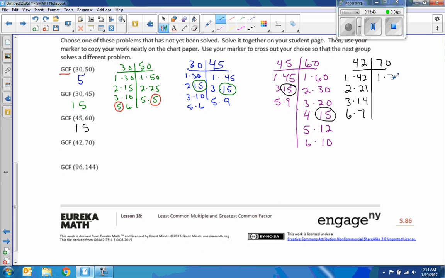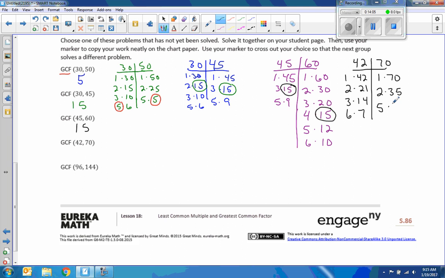70 is 1 times 70. It's even, ends in 0, so it's divisible by 2. 35. 3 will not go into 7 plus 0, so 3 will not go into 70. 4 will go into 7 once, remainder 3. 4 will not go into 30. 5, because it ends in 0, yes.